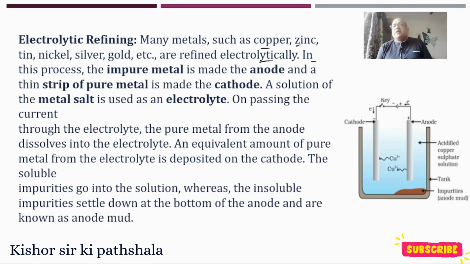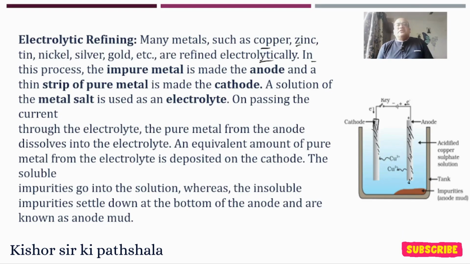Here you see the impure metal is made the anode. And a strip of pure metal is made the cathode. So this is my cathode, a strip of pure metal.